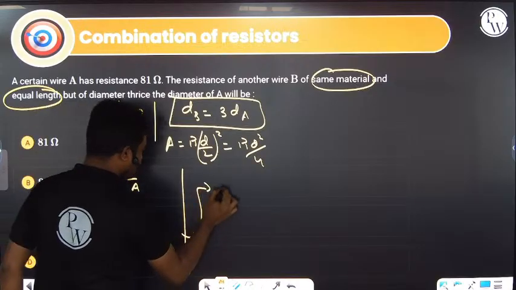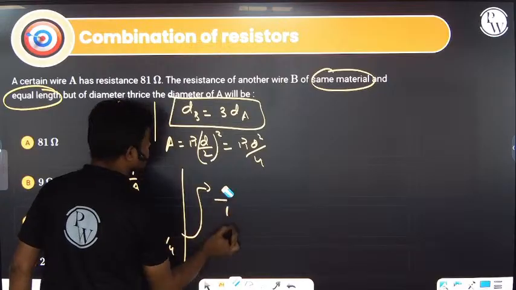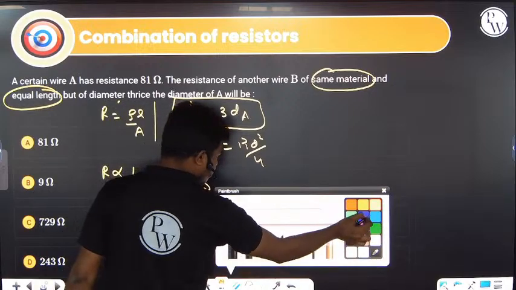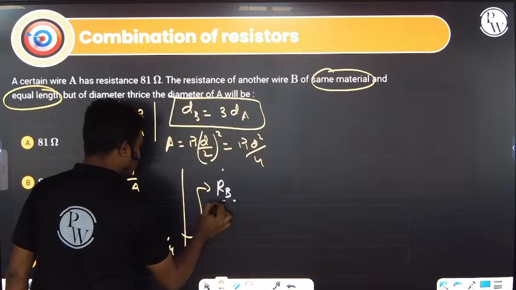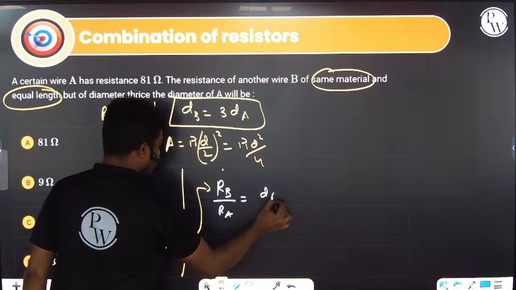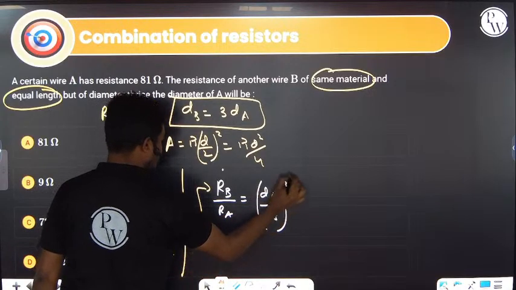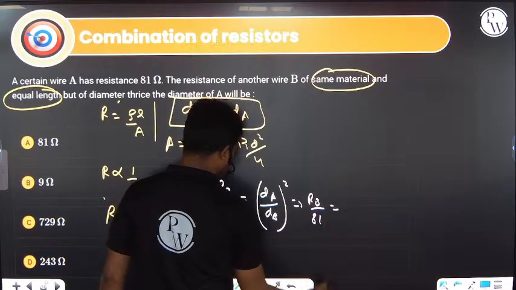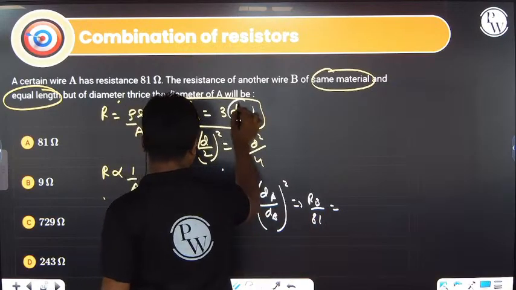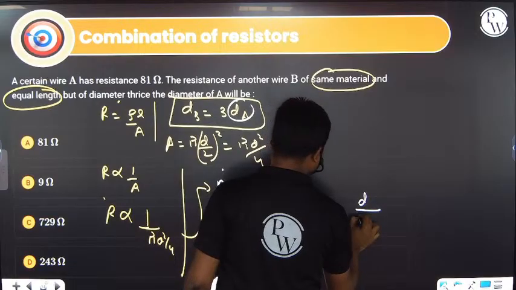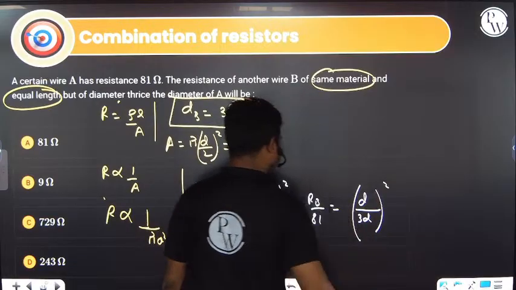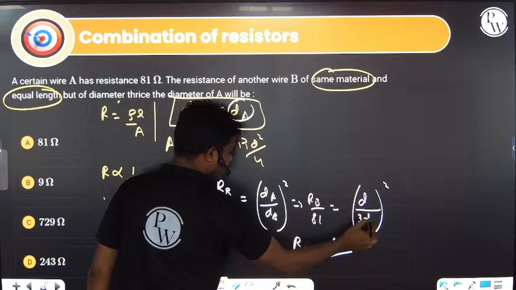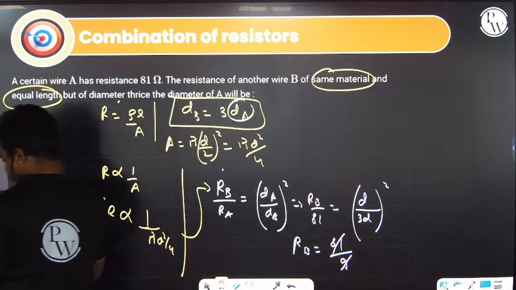That's it. Further calculation is R2 by R1. So let's calculate this. R of B by R of A is equal to D of A by D of B whole square. So putting this, RB by 81 is equal to D of A, which is D, by D of B, which is 3D, whole square. So how much did you get? RB value is 81 by 3 square, that is 9. The answer is 9 ohm. The answer is option B.